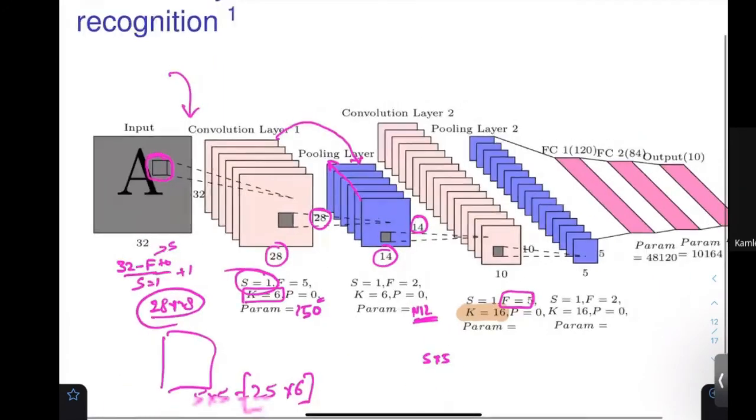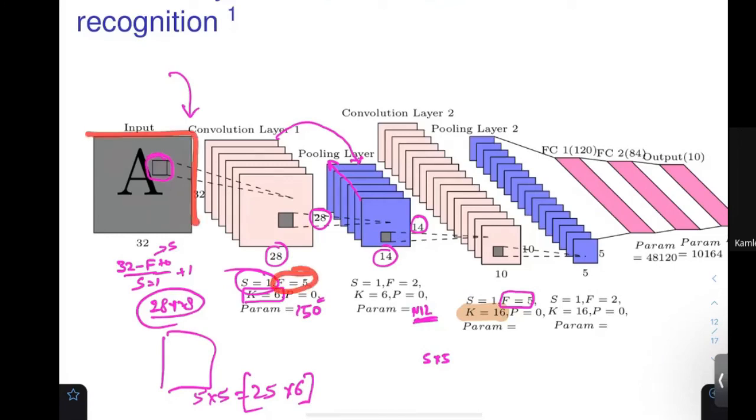Earlier, when this filter was applied, only one layer was there. But here, when you are going to apply the filter on this, there are 6 such layers. So 5 cross 5, 5 cross 5, 5 cross 5, everywhere you need to have the 5 cross 5 values. Then only you can apply the filter. So how many values are there? 5 cross 5 cross 6, these many values in one filter.